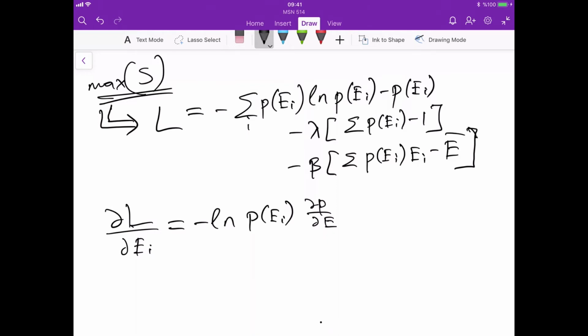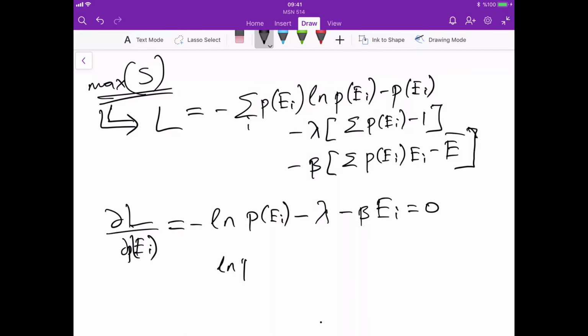Or we are taking the derivative according to E. Let me think. Maybe let's take the derivative with respect to P(Ei) and see if it doesn't go where I want it to go. So I will take the derivative with respect to this. Then everyone is happy with this? Yes. So then I have minus what? Lambda. What else do I have? Minus beta Ei. Yay. Okay? So this has to be 0.